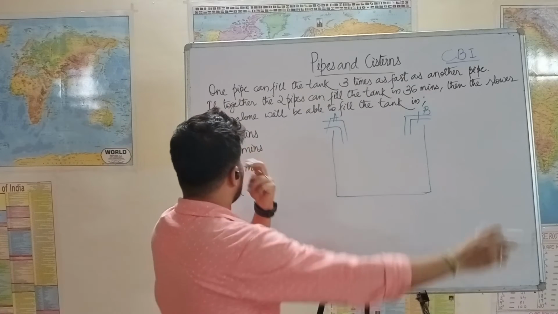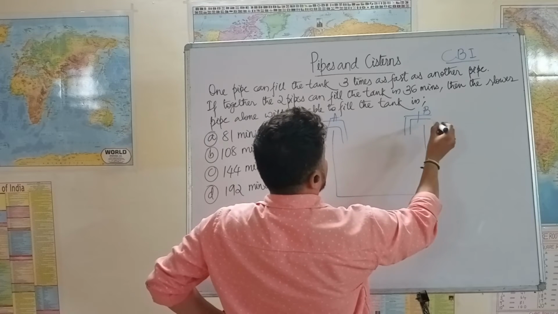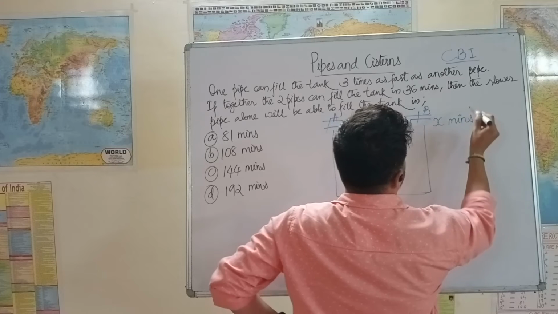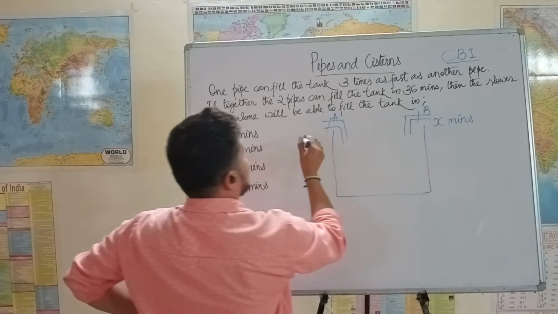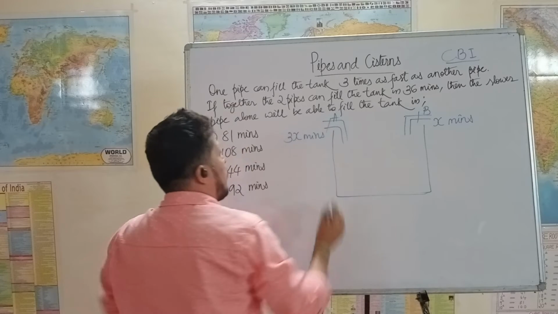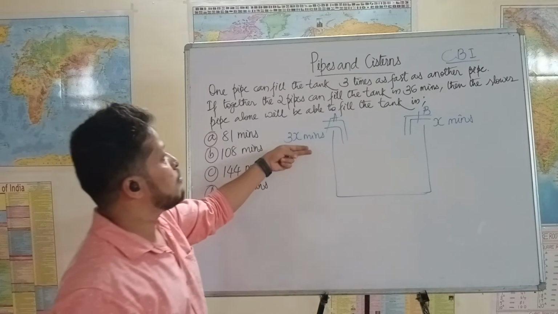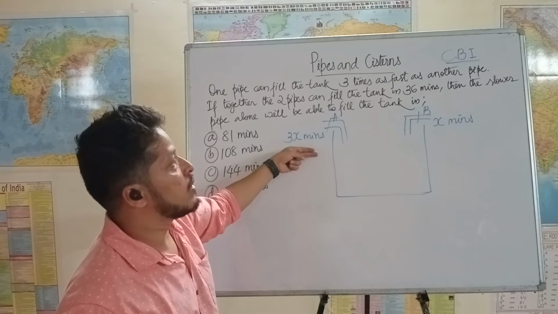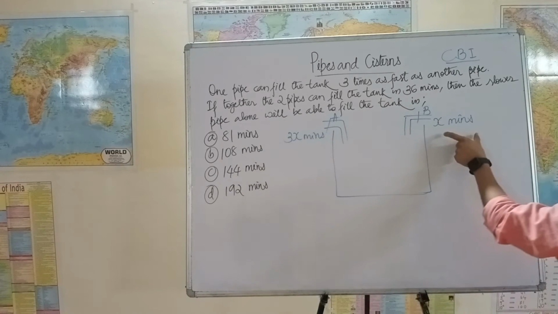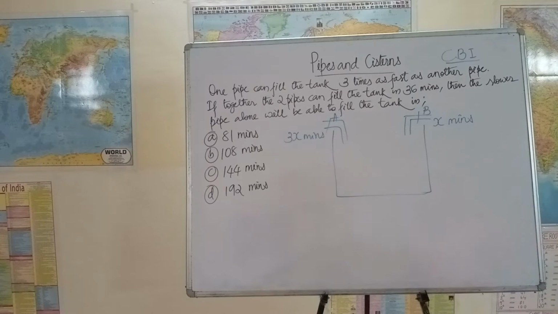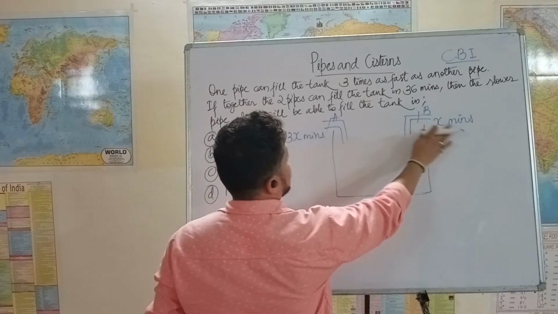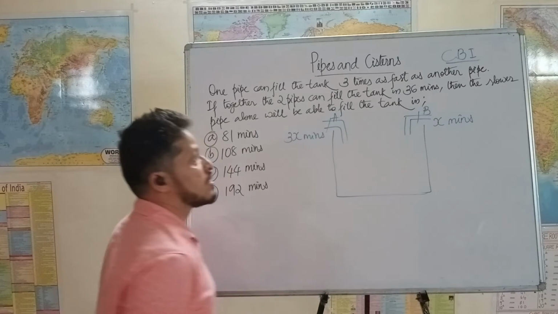That means if B can fill the tank in, let's say, x minutes, then A can fill it in 3x minutes. Okay, here 3x is taking more time, right? So this is the slower one. A can fill it in 3x minutes and B can fill it in x. That means this is 3 times slower and this is 3 times faster compared to this, right?